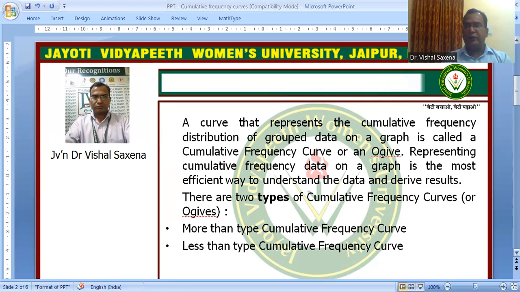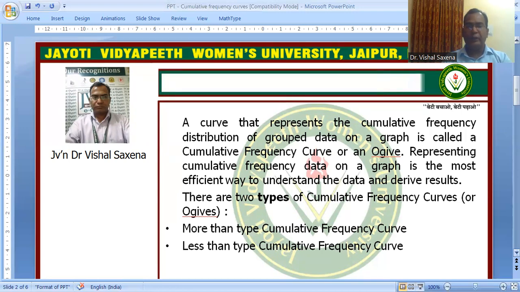Representing the cumulative frequency data on a graph is the most efficient way to understand the data and derive results. This is a very important part and will provide great information to us. It is not very difficult to understand and to draw this curve. Now, the cumulative frequency curve can be divided into two types.